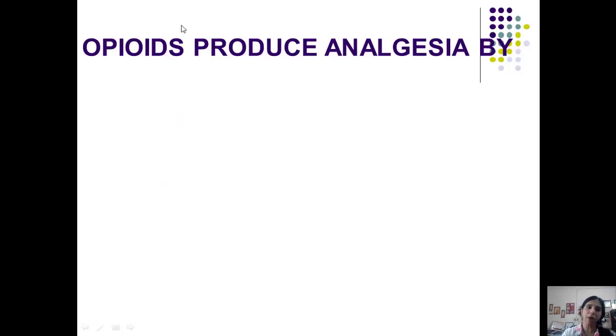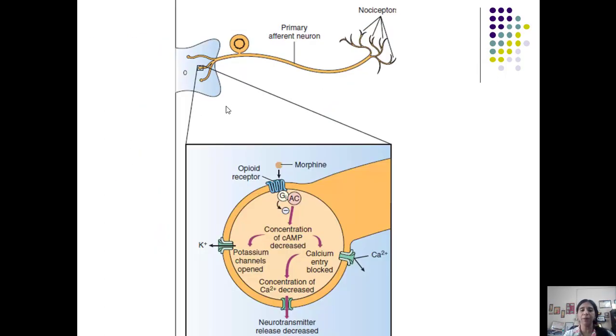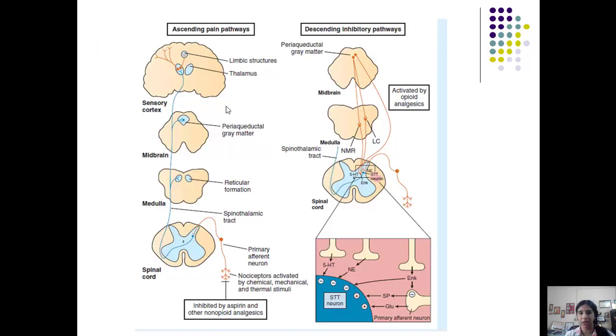And if you want to sum up, the opioids produce analgesia by facilitation of the inhibitory descending pathways by acting at the periaqueductal gray, inhibition at the thalamic site, inhibition of the dorsal horn transmission, and inhibition of the excitation of the peripheral nerve endings. So this could be the mechanism of action of opioids in a nutshell.